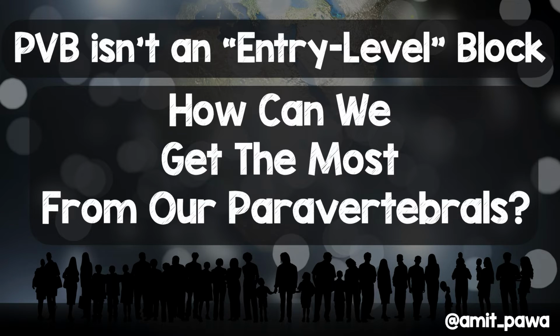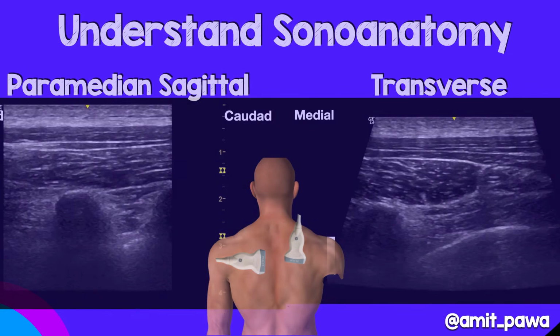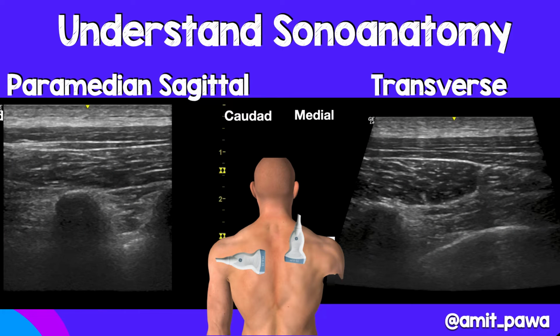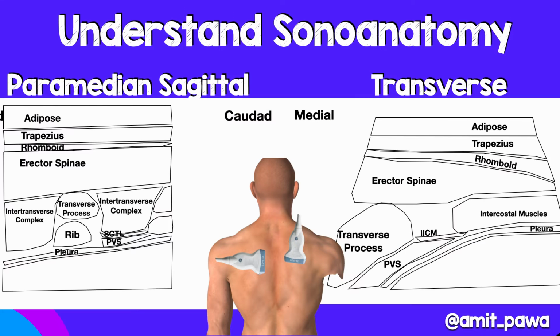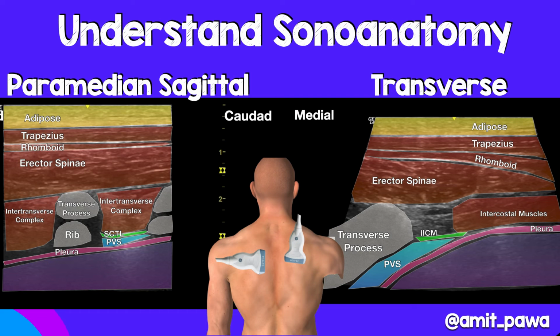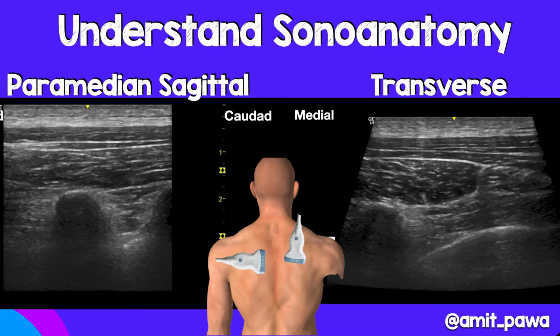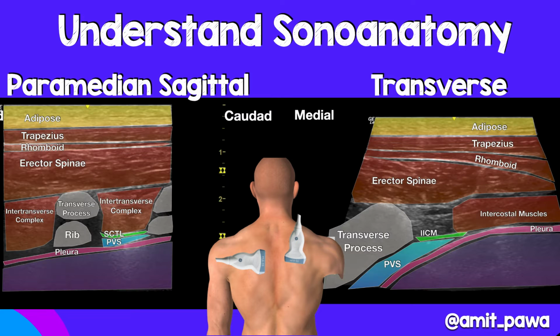But how can we get the most out of our paravertebrals if we're going to start to site them? So I'm going to take you through some of the paravertebral points. Well, I think it's really important that we understand sonoanatomy. Again, we've got two particular probe positions. We've got the paramedian sagittal scan probe position, or we've got the transverse scan. And the anatomy you identify with each of those probe positions is slightly different. And you can see here with these ultrasound images and these color overlays, you can hopefully appreciate those different anatomical structures.